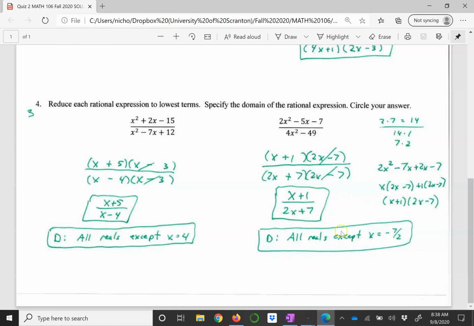And then the same process was for the second one. So again, I gave you a slightly more difficult trinomial in the numerator. Again, go through the process, you'd get it factored. And then there's another difference of squares in the denominator. You'd see that you'd have one term that cancels. So here's your final answer. So this is one where you'd have a fraction as the exception, right? So if you plugged in a -7/2, you'd get -7 plus 7 or 0. So again, all reals except -7/2 for the domain.